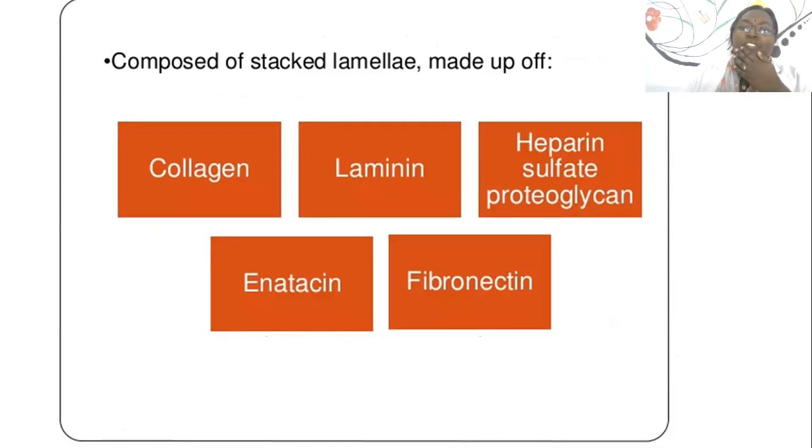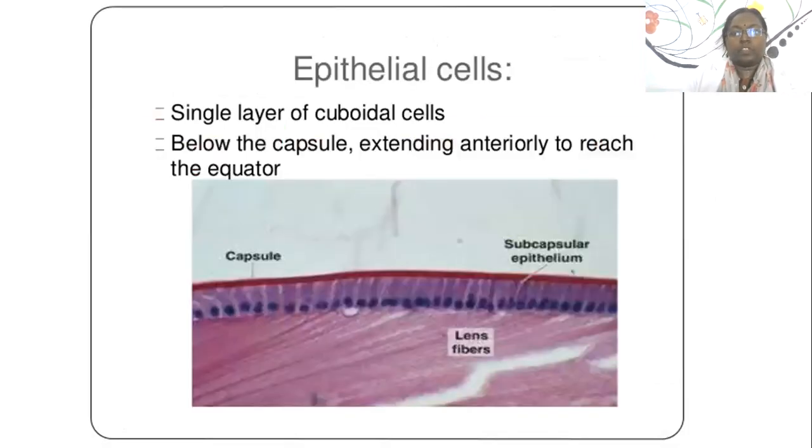The lens consists of stacked lamellae, which are made up of collagen, laminin, heparan sulfate proteoglycan, fibronectin, and lactase. The epithelial cells of lens are single layer cuboidal cells below the capsule, extending anteriorly to reach the equator.